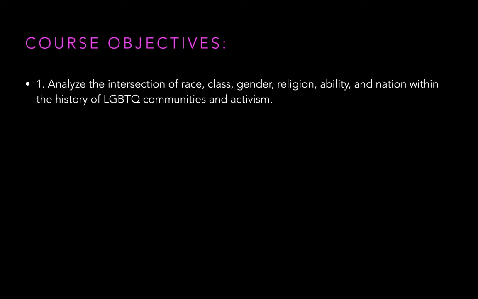A bit about what we're going to be doing. This class is a historical perspectives class, meaning that we will be thinking about LGBTQ history specifically as it's practiced and as it's constructed. But also topically, we're going to be looking at the intersection of race, class, gender, religion, ability, and nation within that history, and particularly the history of LGBTQ community. And then the major forms of activism that have arisen from these different periods in history. Secondarily, we'll be looking at major terms and concepts.